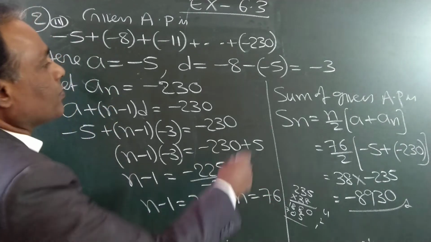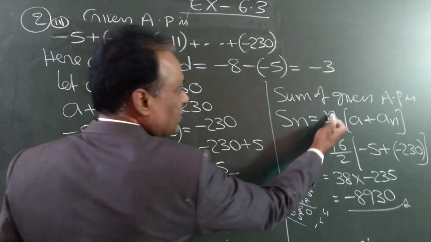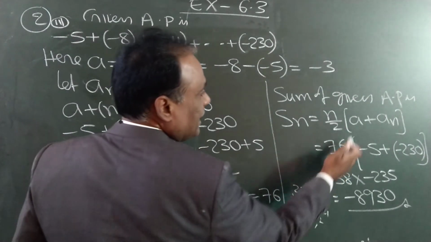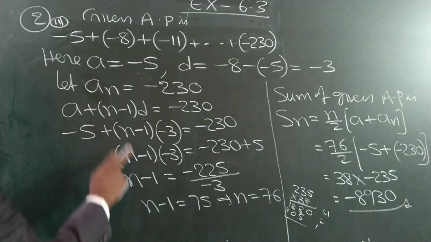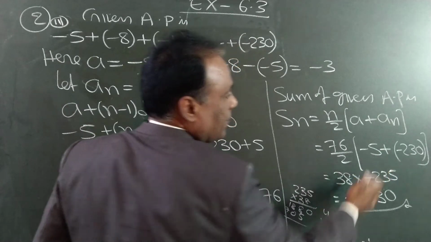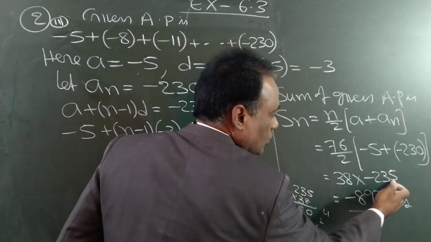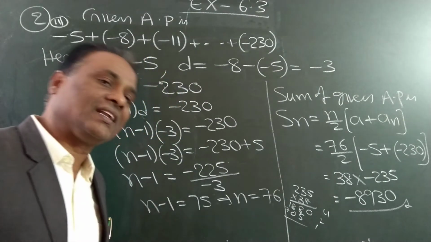The formula for sum to n terms is n by 2 into a plus an. n is 76 by 2. a is the first term, an is the last term. Minus 230 minus 5 is minus 235. 76 by 2 is 38. 38 into 235 is 8930. Answer.